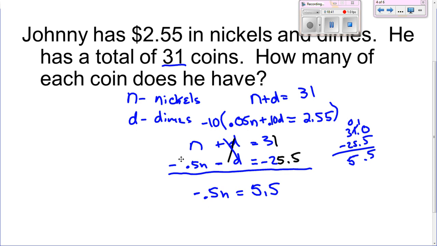So N times negative 0.5 is going to be positive 0.5, equals 5.5. Then N equals 11. So you have 11 nickels. If you have 11 nickels, how many dimes does that mean you have? They have a total of 31, so that means 20 dimes.